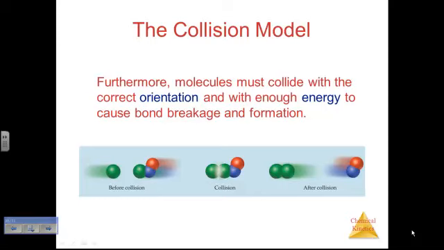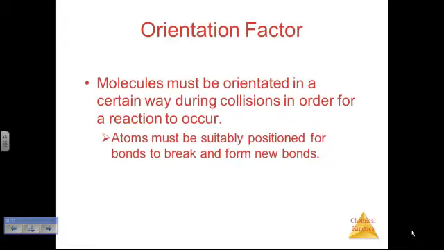In the middle we have a collision, and boy does that collision hit smack onto the green atom. If that green atom were to hit at any other point, on the side of the green atom, perhaps even on the blue side or the red side, that's an unsuccessful spatial orientation. Only if we have the correct orientation, where the green smacks right onto the green with enough energy, will that bond break and a new bond form. The orientation factor is critical in a successful collision.